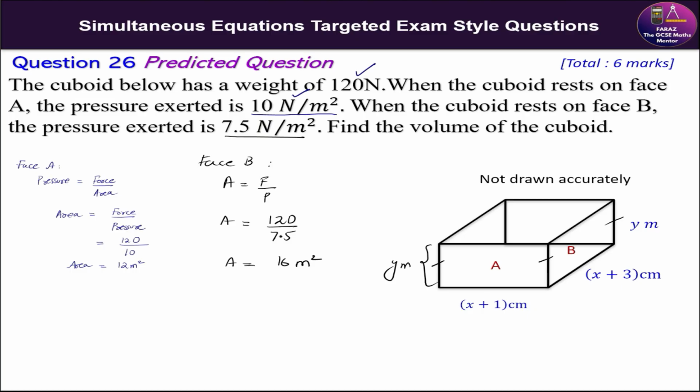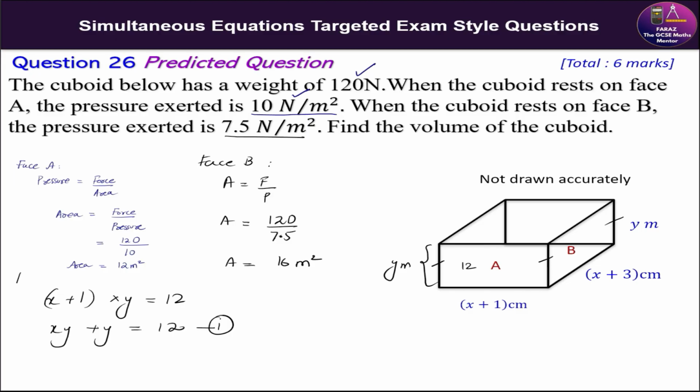We already know the area of face A is 12, right? So what is area actually? Area is base into height. So base is x plus 1 and height is y. So the first equation will become (x plus 1) times y equals 12. Now you have to expand it. It will give you xy plus y equals 12. And that's your equation number 1.